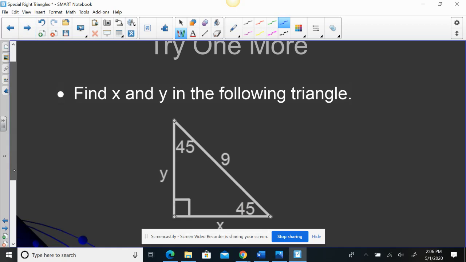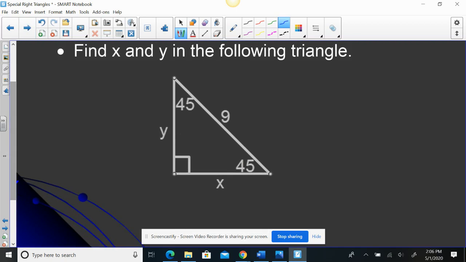All right, try one more. Okay, so this time I am just going to use the rule. So my leg is my hypotenuse divided by 2 times the square root of 2. 9 square root of 2 over 2. You might see it like that. It is fine if you wrote it like that.